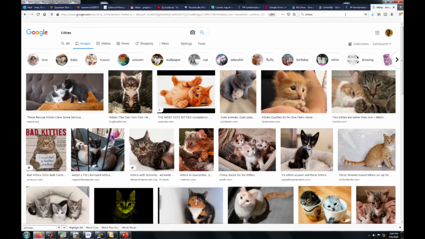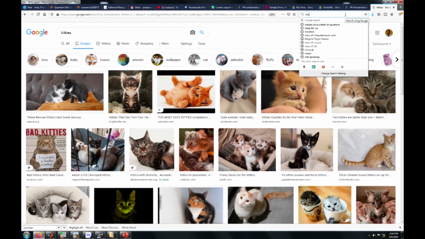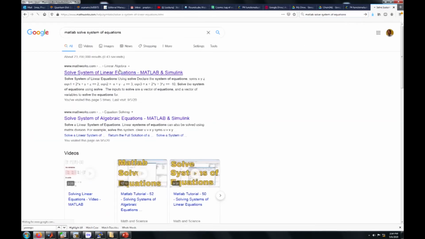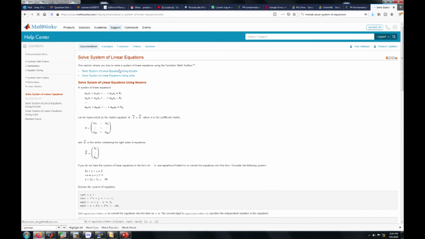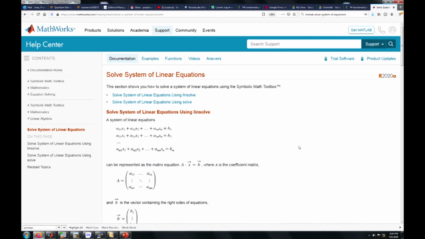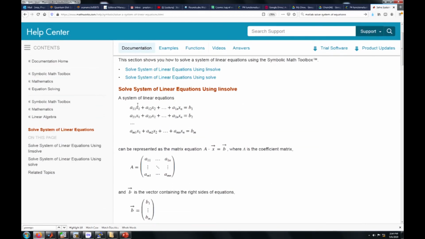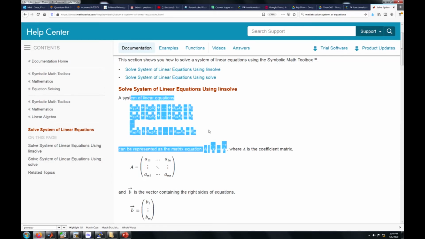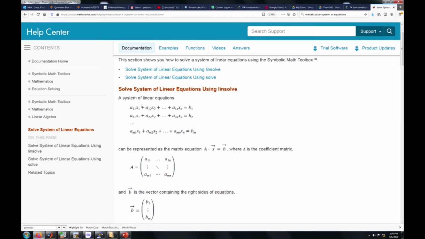In all things, whenever I'm trying to figure out how to do this, Matlab can do it. I go into Google, Matlab, solve system of equations, and here we go. Let me zoom in here so you can see that. It's exactly what I need. Here it's making sure you know what the system is to begin with. A plus b is 1. A minus b is 0. It's reminding you of that.